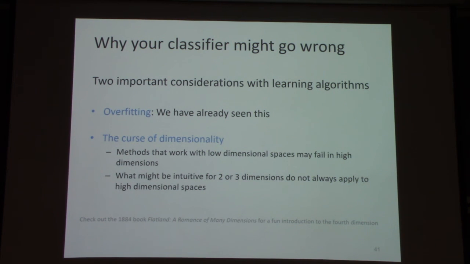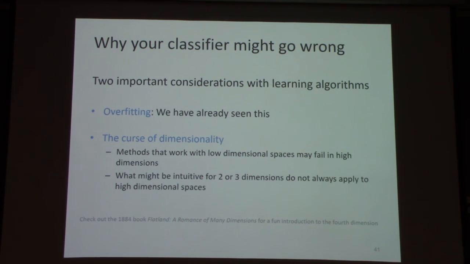So let's think about why your classifier will make mistakes. One of them could be overfitting, and we have seen this quite a bit. Another reason why your classifier might make mistakes is something called the curse of dimensionality. It's not a single thing, it's just a collection of phenomena which have the following property. Ideas that seem to make sense in low dimensions, in 2 or 3 dimensions, can, not always, but can fail when you move to high dimensions.